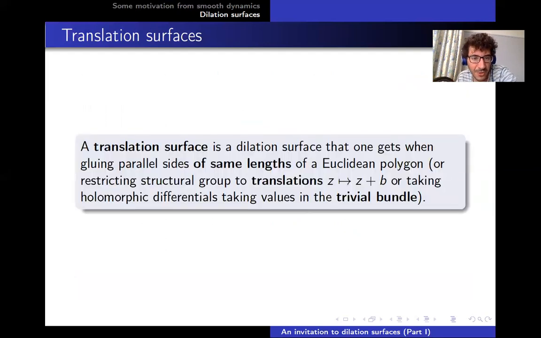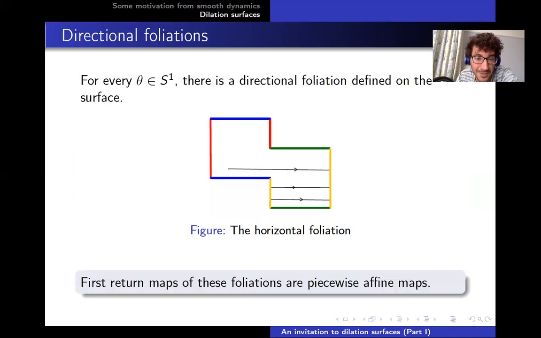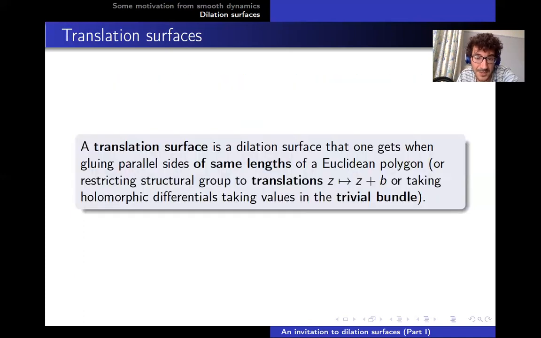And again, for those of you who are more familiar with translation surfaces, a dilation surface is just a generalization. A translation surface is a dilation surface, but you've got some extra structure because you have length, and what was just piecewise affine in the previous discussion becomes piecewise translation. So again, many different ways to say that.